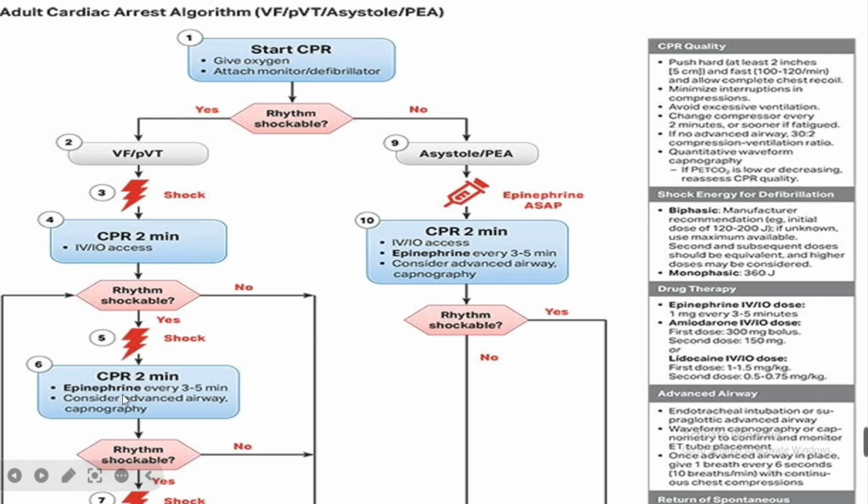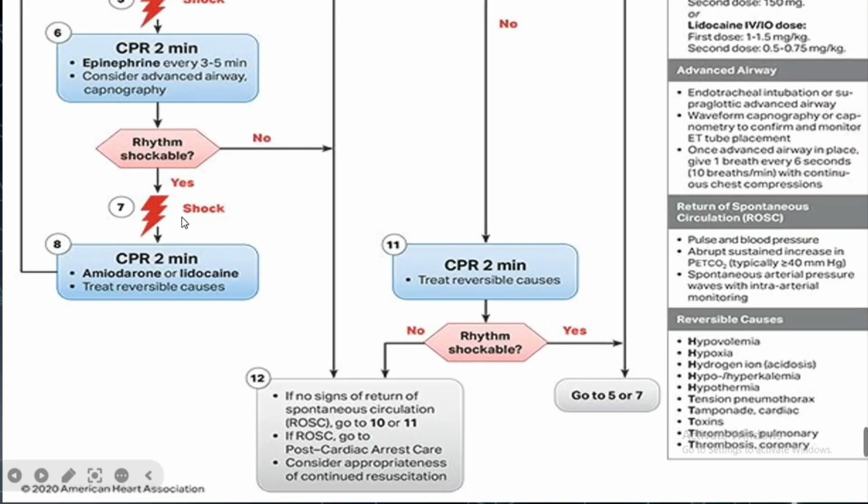Then is the time for giving epinephrine, which is given every 3 to 5 minutes. The dosage of epinephrine is 1 mg every 3 to 5 minutes. Afterwards, we'll consider the advanced airways, like LMA, ET tube, tracheal tube, any of that. And then the capnography, that is monitoring the carbon dioxide. Afterwards, we'll again assess if the rhythm is shockable or non-shockable. If the rhythm is still shockable, then we'll go towards our third shock. After delivering our third shock, we'll again resume the CPR for 2 minutes.